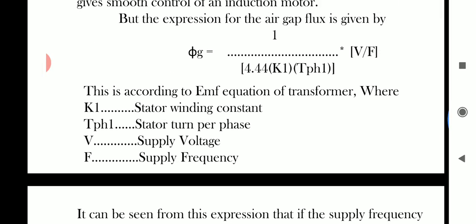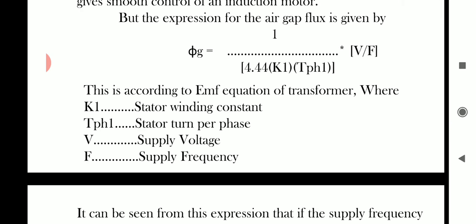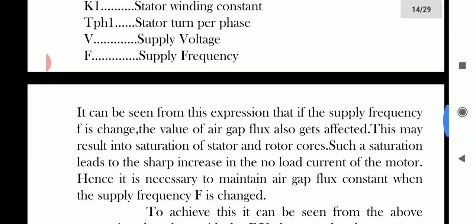If the value of this frequency f changes, K1 and TPH1 are constant. The stator winding constant K1 and TPH1, the stator turns per phase, will remain constant. But if you are changing the value of the frequency f, then your phi g gets changed. It means that a change in the frequency will affect the air gap flux.